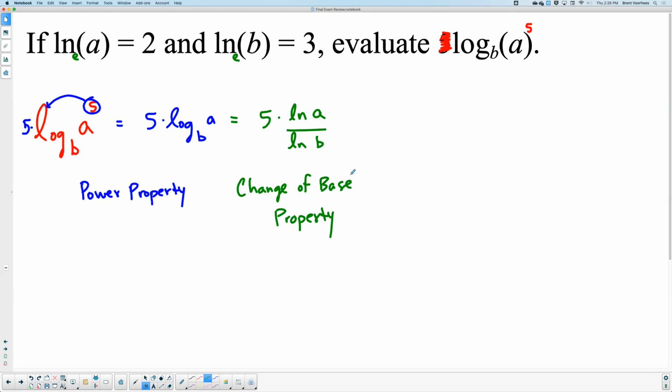I just substitute. What do we know about natural log of A? What do we know about that? It's 2. What do we know about the natural log of B? It's 3. Now that I just did substitution, we'll simplify for our solution. 5 times 2 is 10. You only multiply with the numerator. It's 10 divided by 3. Can I simplify that? There's our answer.